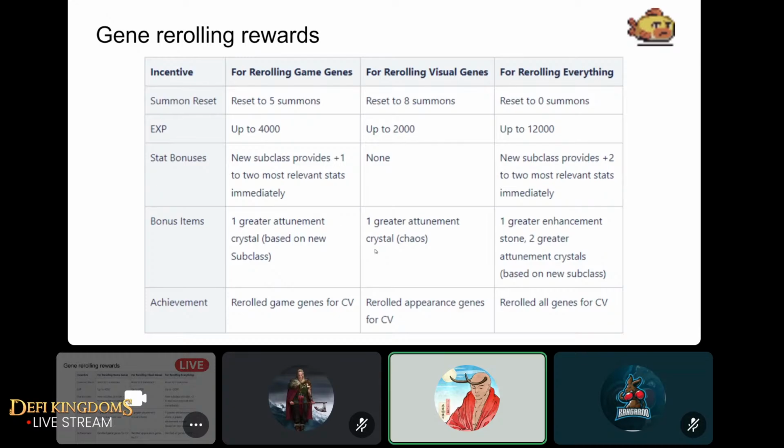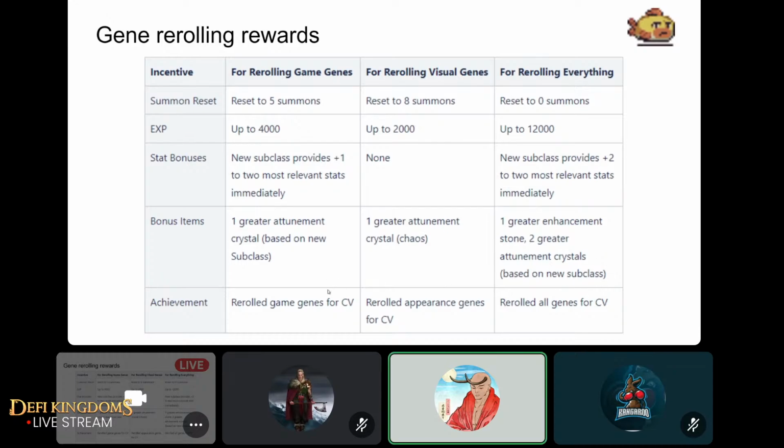So if you reroll your visual genes, then you would receive a greater chaos attunement crystal. This one just chooses a random stat to apply a bonus to when you're leveling up, or a bonus chance to increase the skill. So you'll get that if you do just the visual genes. And then if you do everything, you'll get 1 greater enhancement stone, and then 2 greater attunement crystals that are all based on what the new subclass that you received is.